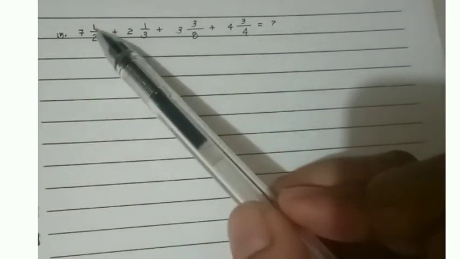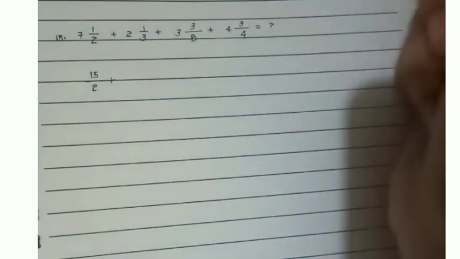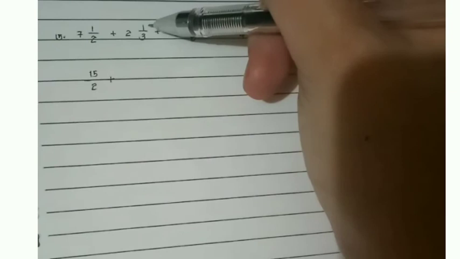Number 15, addition of mixed number. So, addition ulit. First, convert it into improper fraction. 2 times 7 is equal to 14. 14 plus 1 is equal to 15. Copy the denominator, which is 2. Next, 3 times 2 is equal to 6. 6 plus 1 is equal to 7.